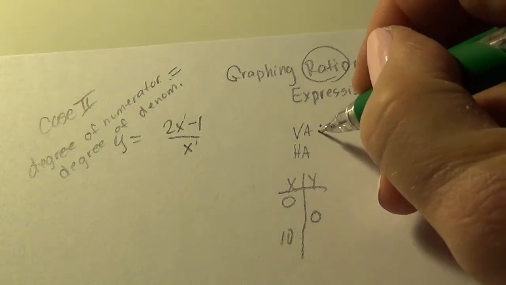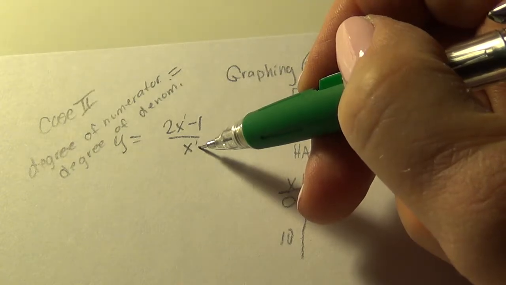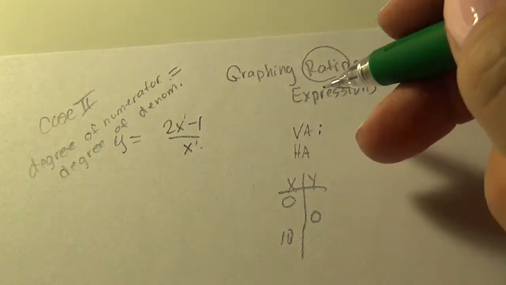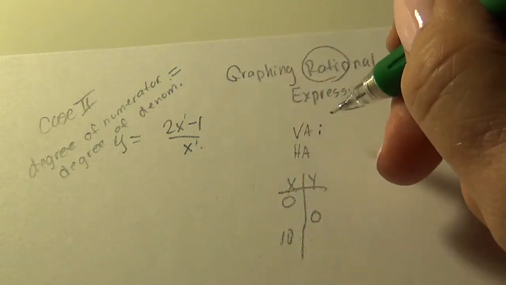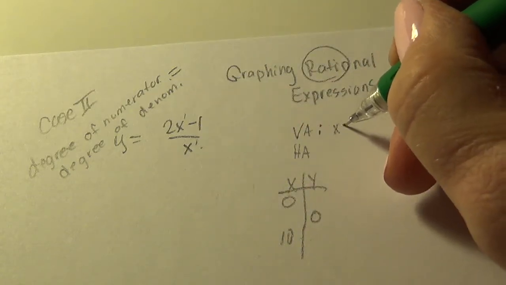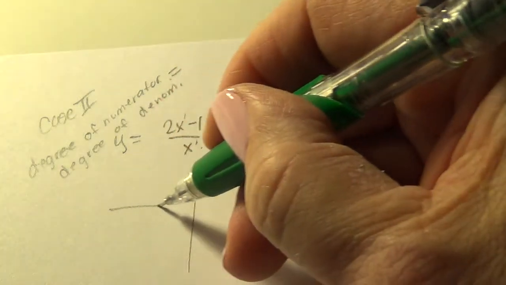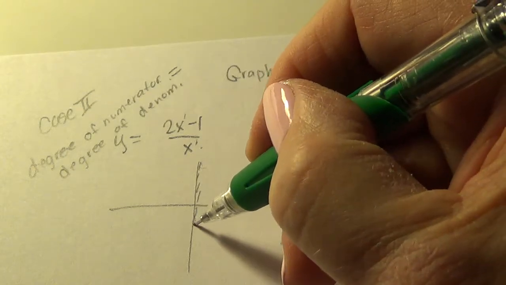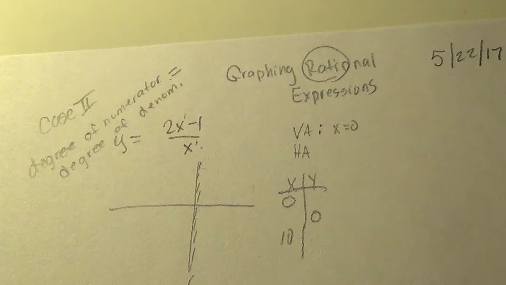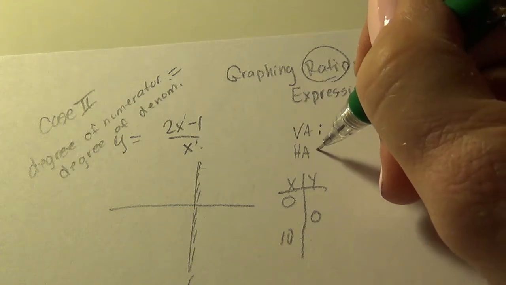First of all, the vertical asymptote is what will cause the denominator to be 0, which is an impossibility, so we will exclude those values with an asymptote. And we see at x equals 0, that will have to be excluded. So that's the vertical line right on, so I'm going to put an asymptote right on the y-axis. Then the difference from case 1 is right here.